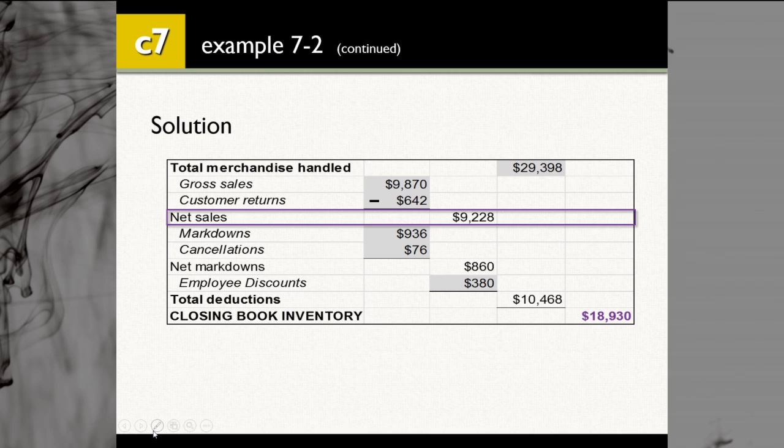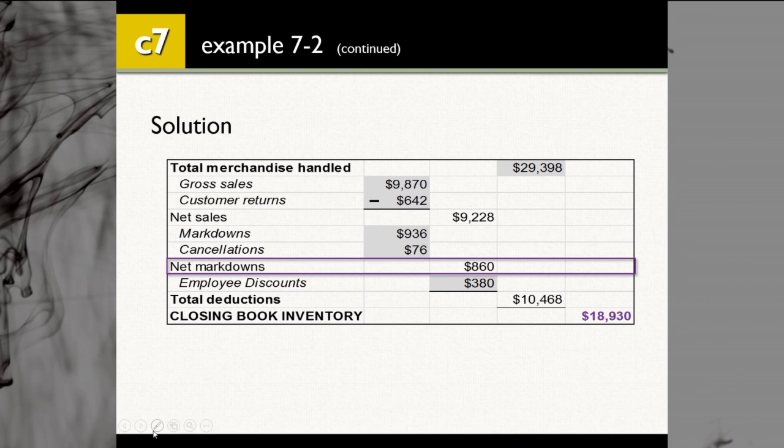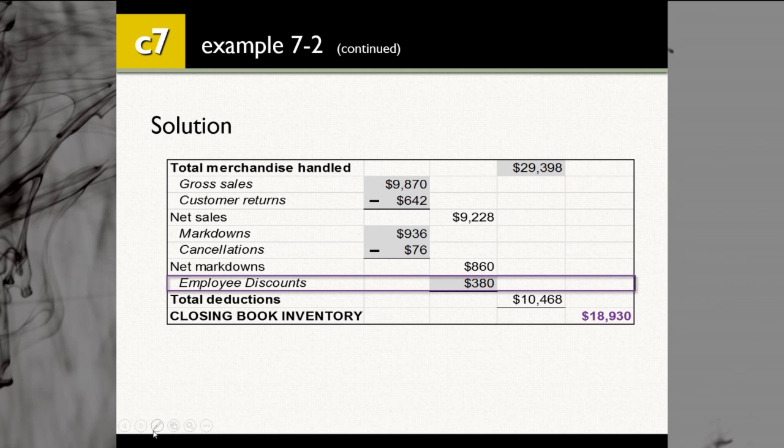And you can calculate your net markdown. You know your markdowns and your markdown cancellation. So that's your markdown, which is 936 minus 76, and your net markdown is 860. You also have the employee discount, which is a deduction too, and you have 380 as your employee discount. So now you know the net sales, net markdowns, and discounts, so you can calculate the total deduction.